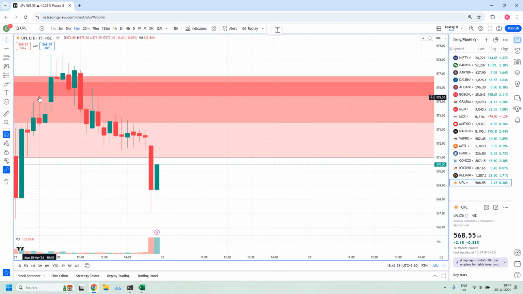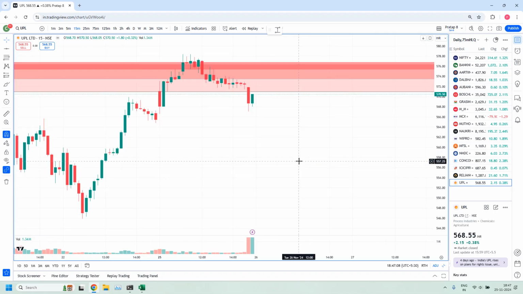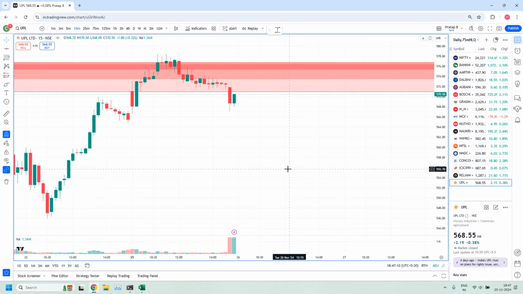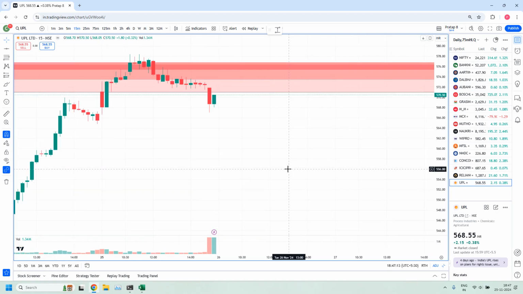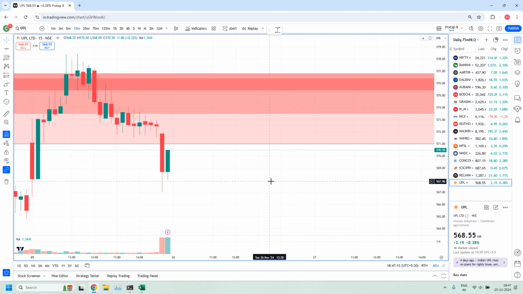See here, ERC candle, this is a 15 minute candle. You have a drop, base, rally, and the zone is violated. Okay.